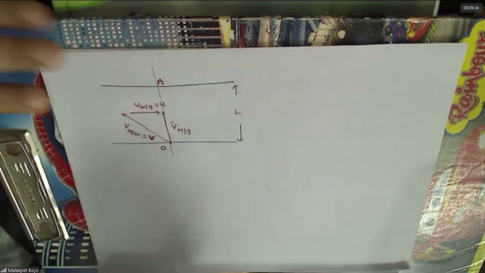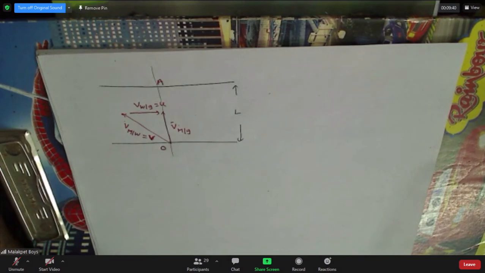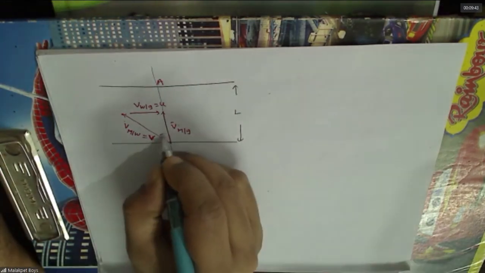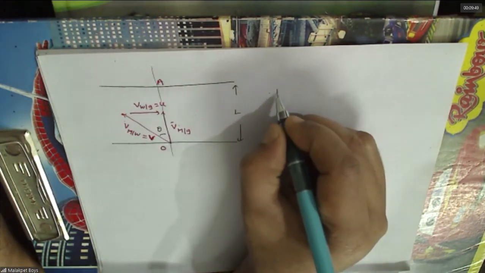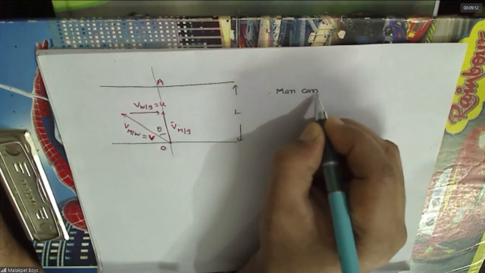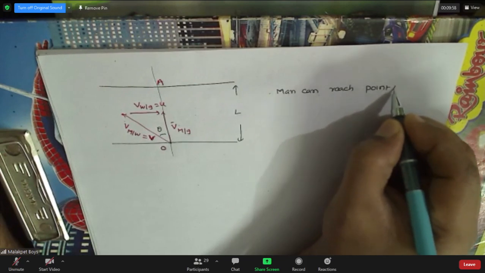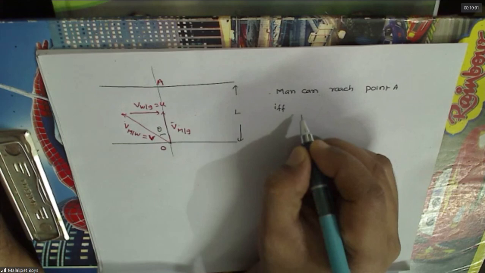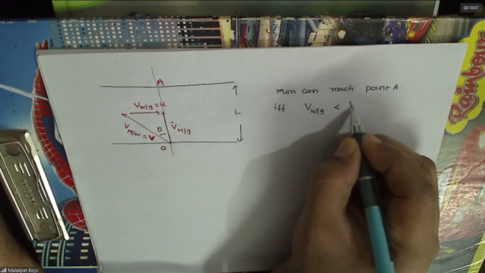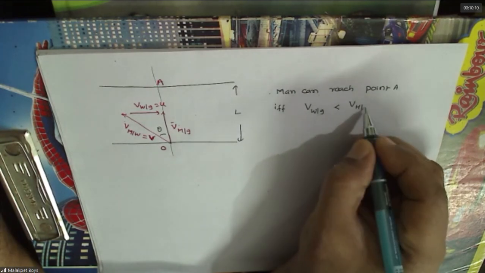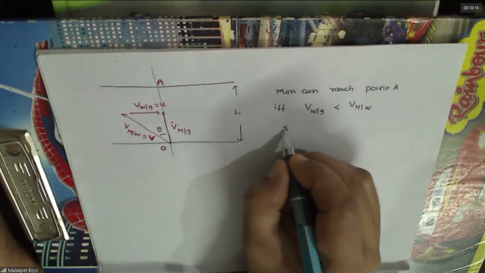This is u, if I take. This is only for saving time. Now you can see that this is theta. Man can reach if and only if what is the condition? Velocity of water with respect to ground is less than... remember this one, yesterday we derived. Yes, sir.